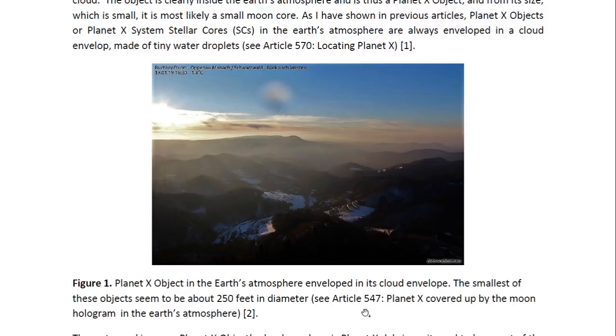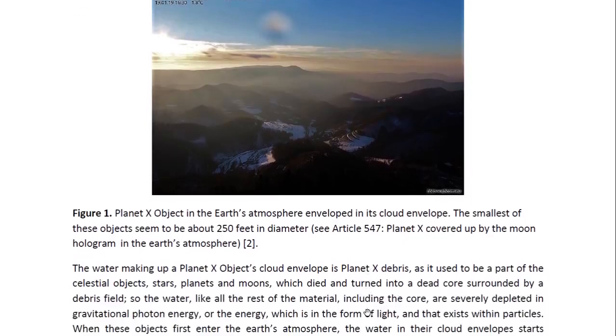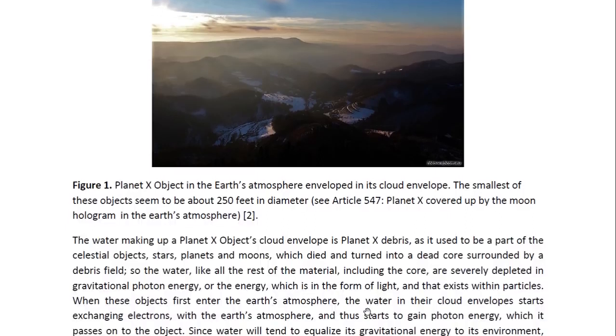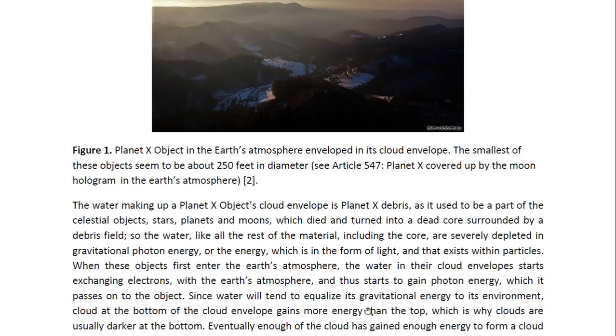And for more details on that, you may look at Article 547 entitled Planet X Covered Up by the Moon Hologram in the Earth's Atmosphere. Now, the water making up a Planet X object's cloud envelope is Planet X debris, as it used to be a part of the celestial objects, stars, planets, and moons, which died and turned into a dead core surrounded by a debris field. So the water, like all the rest of the material, including the core, is severely depleted in gravitational photon energy, or the energy which is in the form of light and that exists within particles.